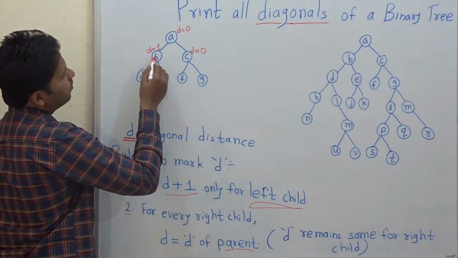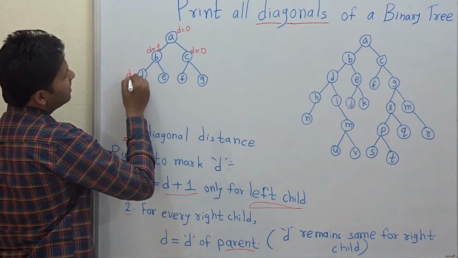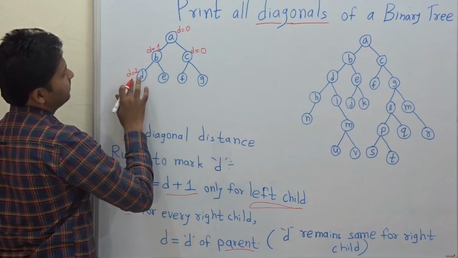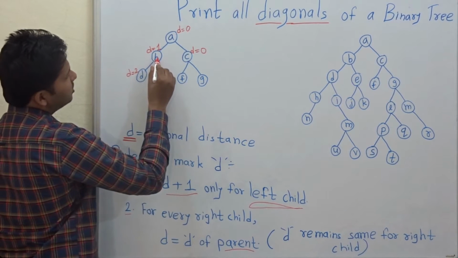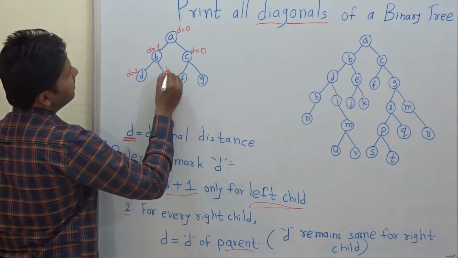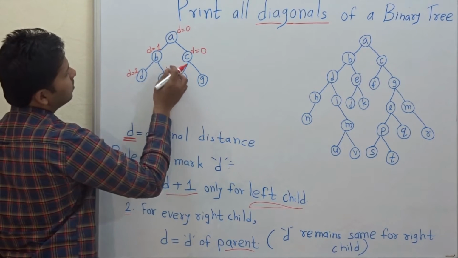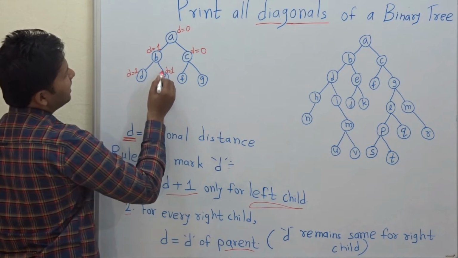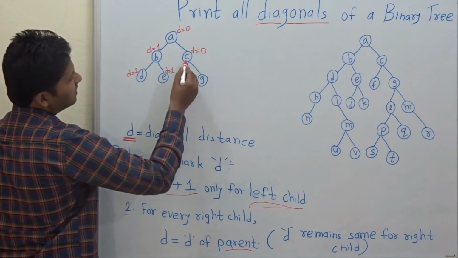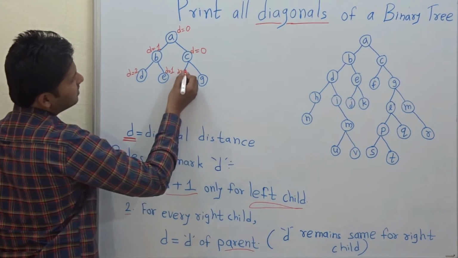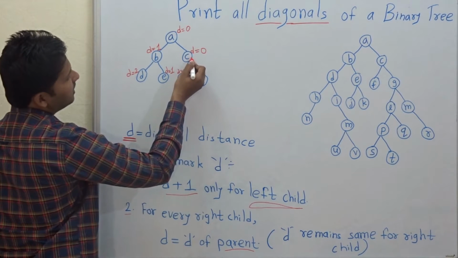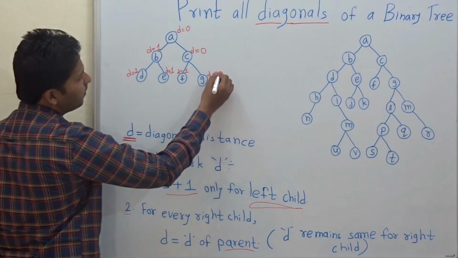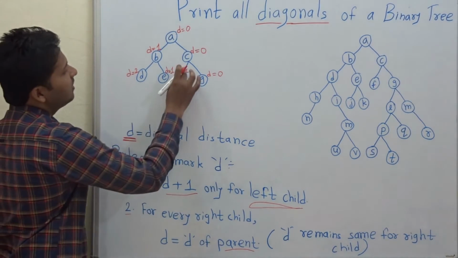Let's go ahead. B's left child is D. So the diagonal distance will increment. So D will become 2. 1 plus 1, 2. And the right child of B is E. So D will remain the same as the parent. So D is equal to 1 for E, because it is the same as the parent diagonal distance. Now for C, the left child is F, so the diagonal distance will be 1 because the parent diagonal distance is 0, so 0 plus 1 is 1. And for the right child, D will remain the same.